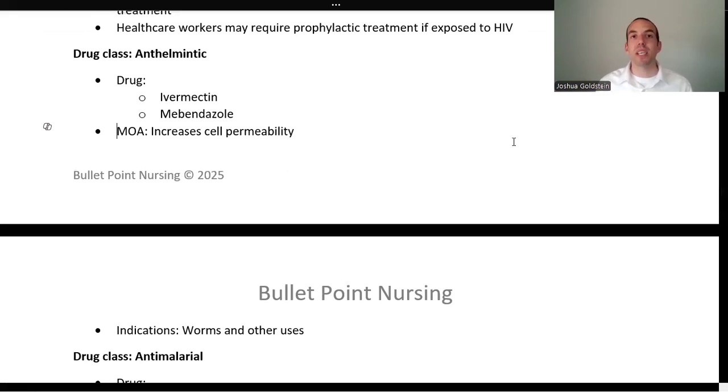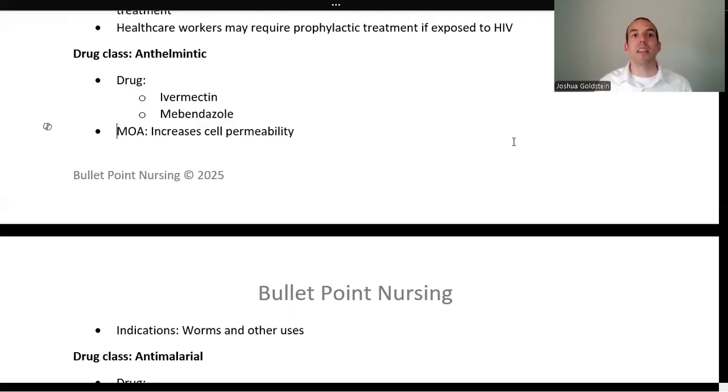Healthcare workers may sometimes be exposed to HIV through an eye splash or a needle stick, something like that. In those cases, you may get put on prophylactic treatment. It's completely dependent on what the situation is and how bad the exposure was, for how long the medication is going to be, and what medications they will be. Next, we have the anthelmintics.